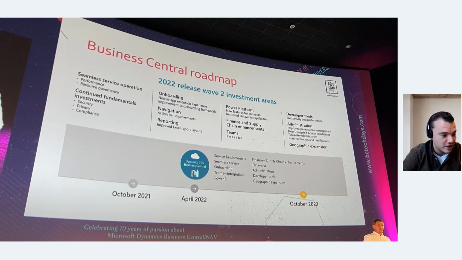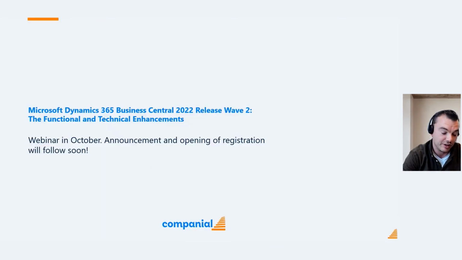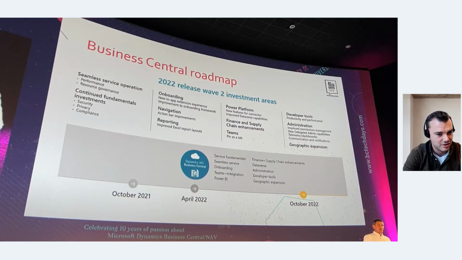Then, of course, talking about the Wave 2 release of Business Central, they have some investment areas, and it's good to know that we are going to host a dedicated webinar on the functional and technical enhancements with this new release, a webinar fully dedicated to all the new features. It will be somewhere in October, and the announcement and opening of registration will follow very, very soon. But for now, I would like to dive into one of the investment areas, and that's the investment area navigation, when we're talking about the action bar improvements.